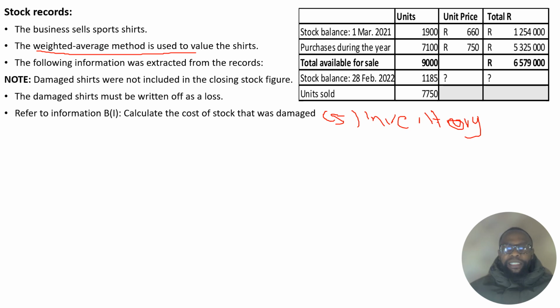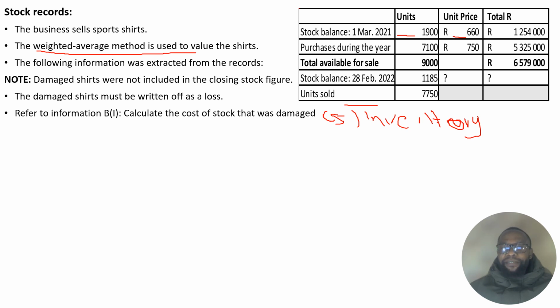Then the following information. I've just copied the information from the question paper to Excel and prepared this table for you. The stock at the beginning, on 1 March 2021, at the beginning of the year, there were 1,900 t-shirts. Those t-shirts were bought at 660 per t-shirt, and the total cost is 1,254,000.